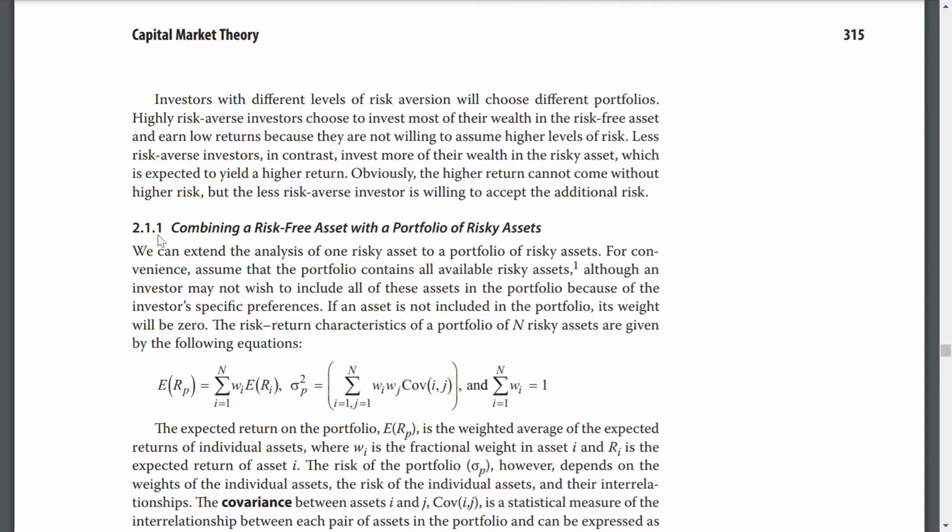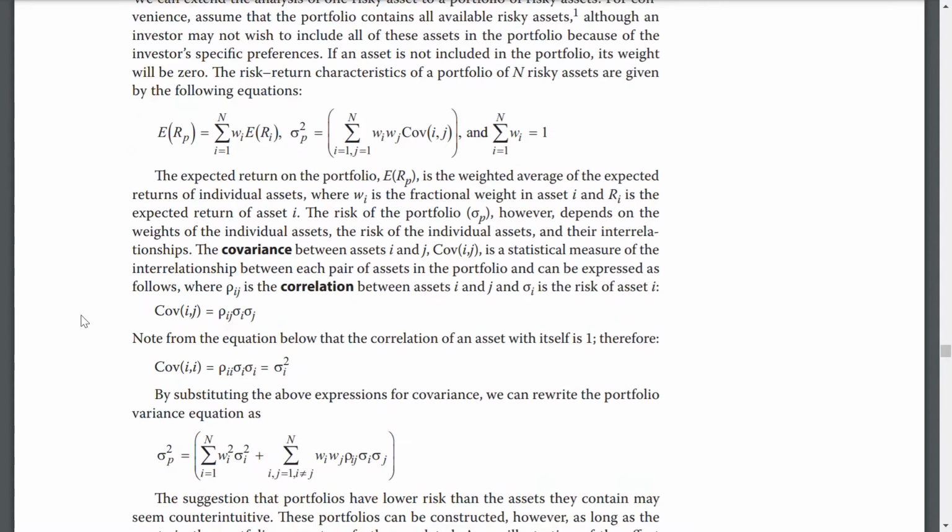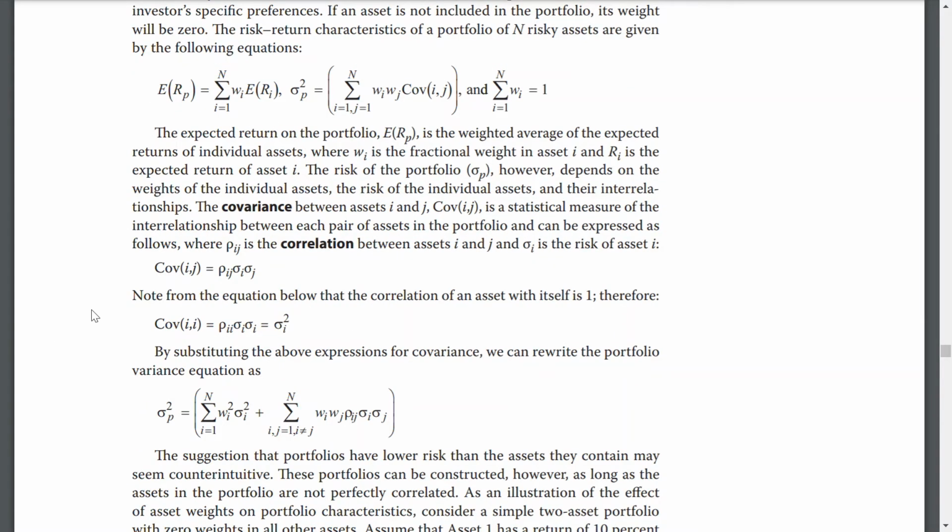The expected return on the portfolio is the weighted average of the expected returns of the individual assets, where w_i is the fractional weight of asset i and R_i is the expected return of asset i. The risk of the portfolio, however, depends on the weights of the individual assets and their interrelationships, the covariance between assets i and j.